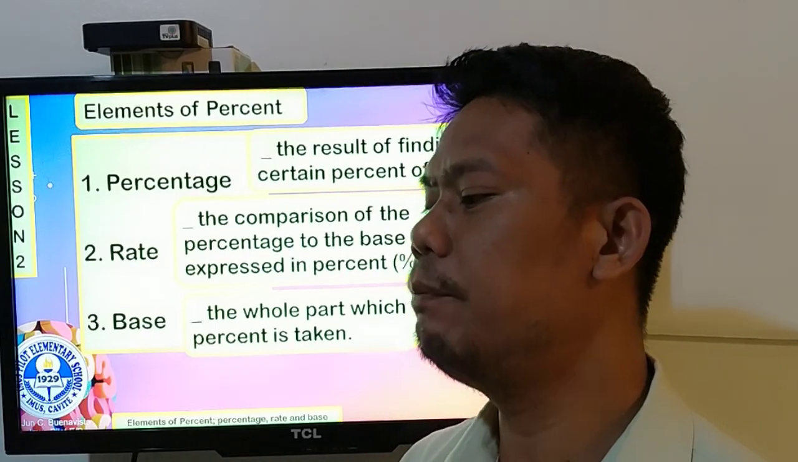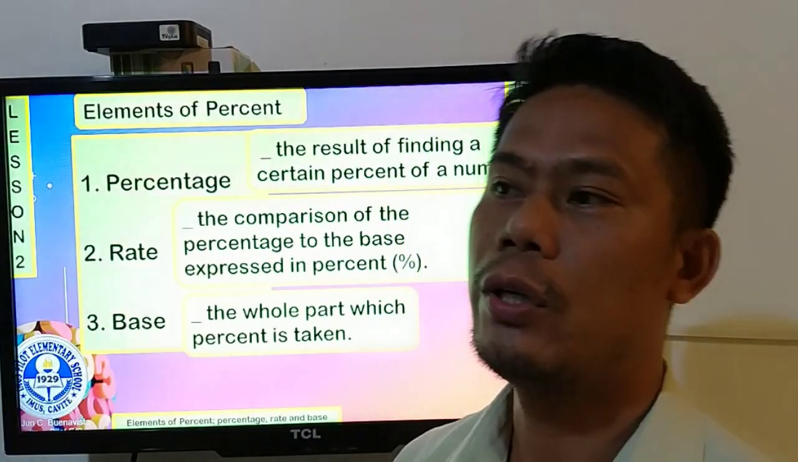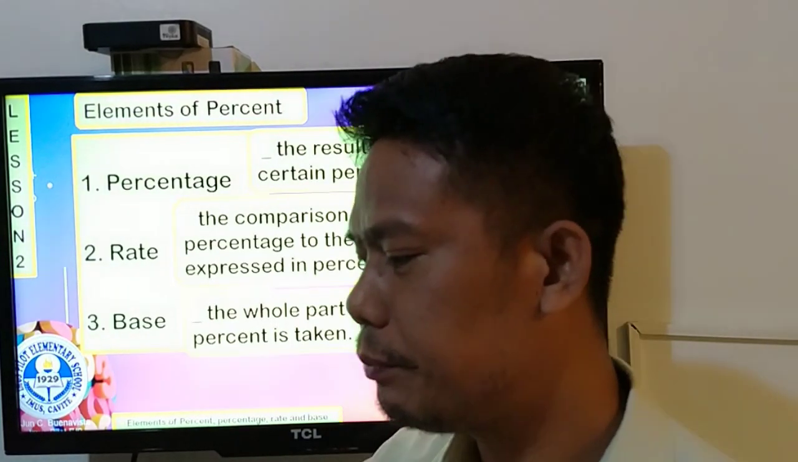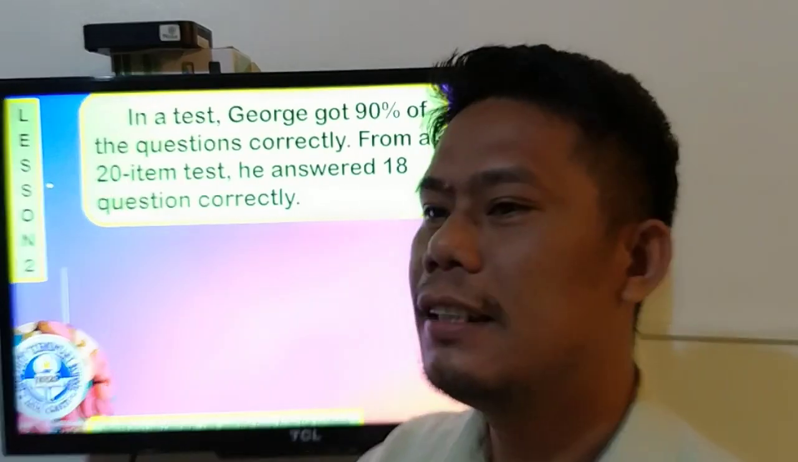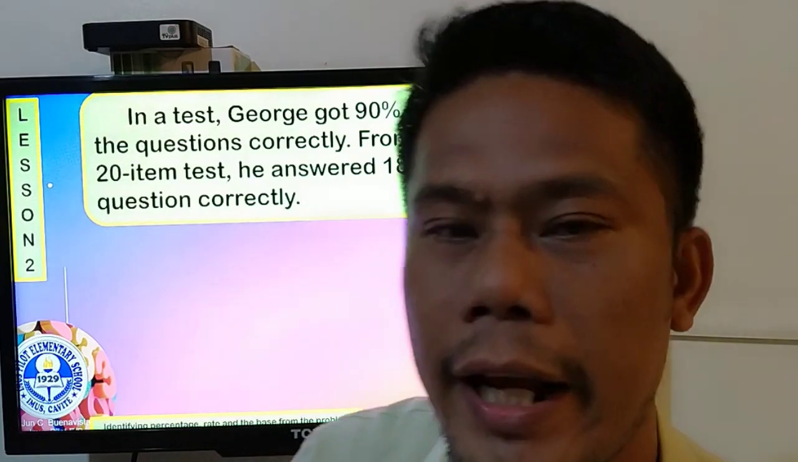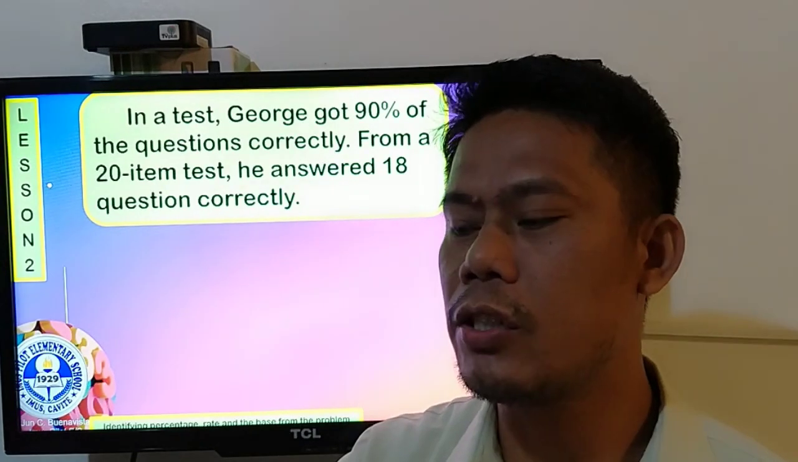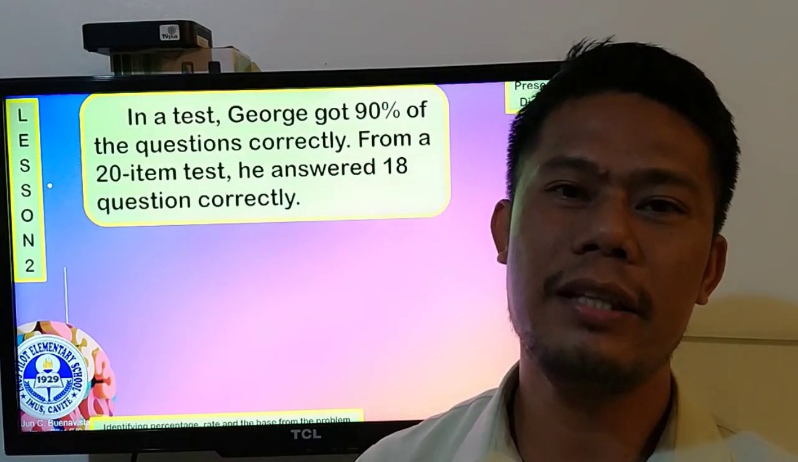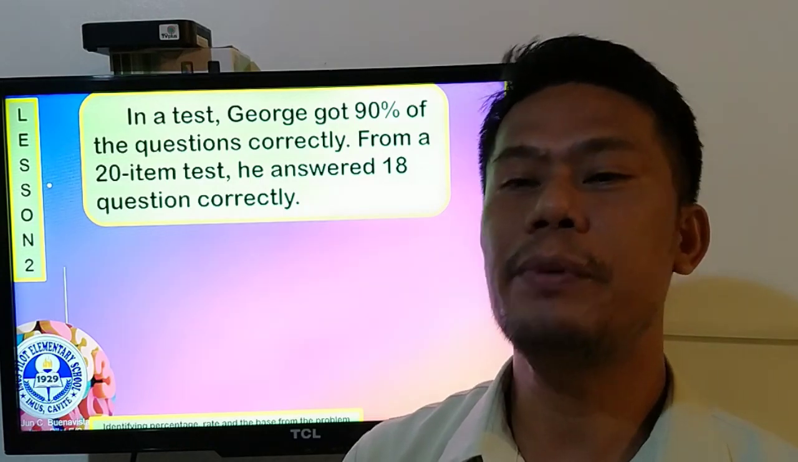Now, let's study this problem. We are going to analyze and then we're going to identify what part of the elements is being described. Okay. In a test, George got 90% of the questions correctly. From a 20-item test, he answered 18 questions correctly. Now, we have three numbers there. We're going to identify what element each number represents.